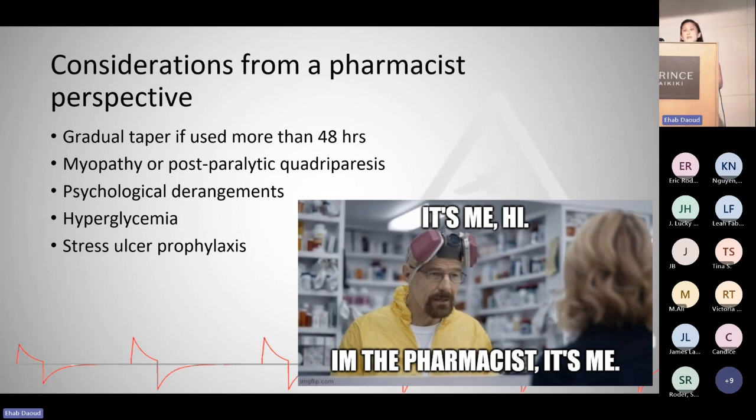Hyperglycemia, yes, these are steroids. They do tend to cause a lot of hyperglycemia. And you also have to think about adding stress ulcer prophylaxis to these patients because, again, one, they're under extreme stress if they're in this state already. And then two, those steroids tend to increase the susceptibility to stress ulcers.